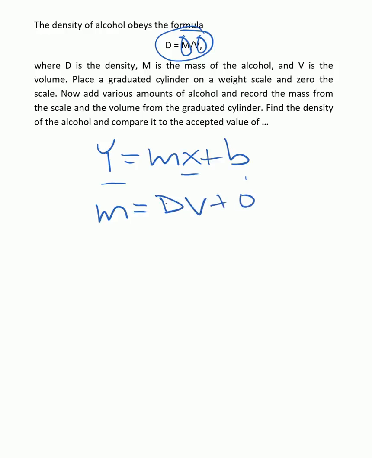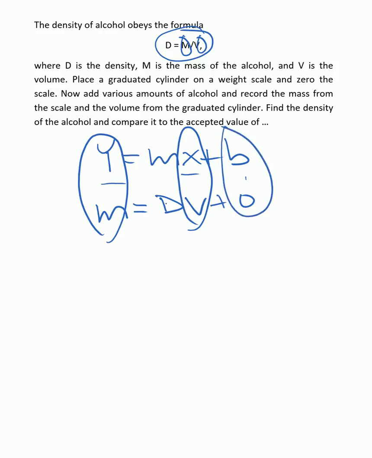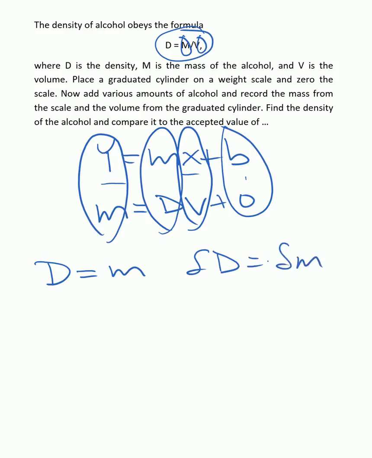Okay? So all I did was rewrite the formula so that one variable could be put on the y-axis and the second variable could be put on the x-axis. Our intercept will be 0, and the density of the material is determined simply by the slope. So d equals m, delta d equals delta m. We get the uncertainty in our measurement of the density of alcohol from the uncertainty of the slope. Just to point out again, the variables have to be on opposite sides of the equal signs. If they're not, you must rearrange the formula.